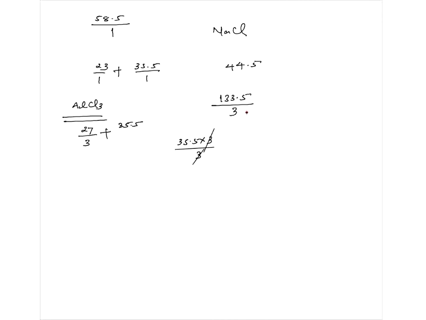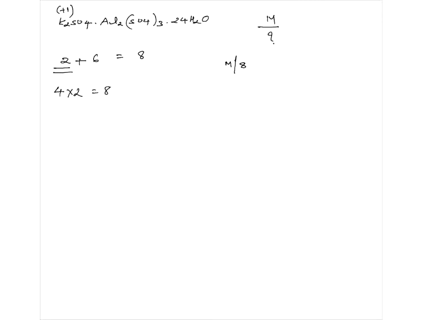Now, how about taking a complicated example? Big one. Here comes a big one. Have you heard of this thing? It's a very well-known thing. Sir, is it potash alum? Alum, yes. So that's what it is.